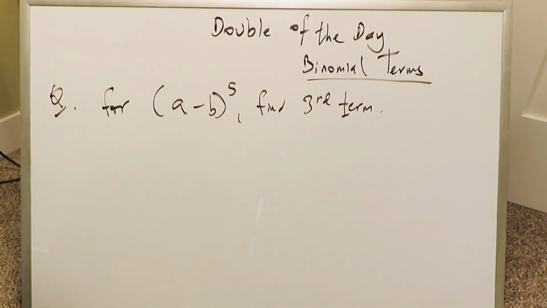We're looking here at binomial terms. We look at two questions. We have a specific binomial, (a minus b) all to the power of 5. We have to find the third term.